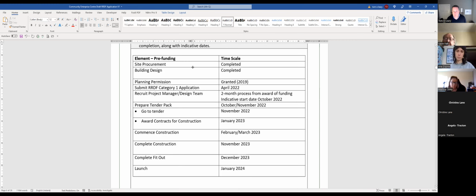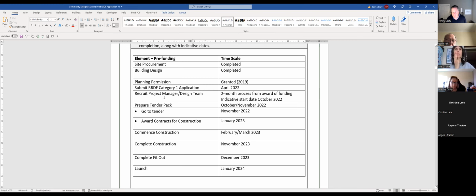So all you're doing is showing them that you're thinking this project through, that you're managing it from the very, very beginning. So site procurement, if you go back to Ms. Martinez's project there, site procurement is completed. Building design, let's say in this case, is completed. Planning permission was granted in 2019. They submitted their category 1 application in April of this year.